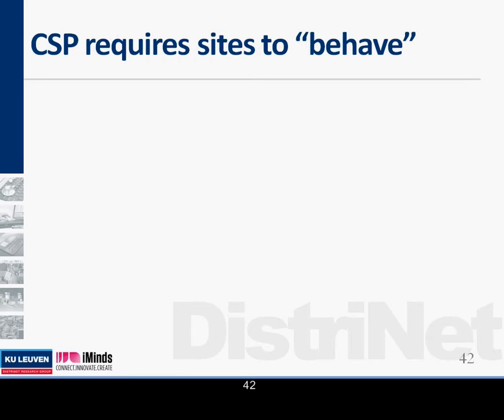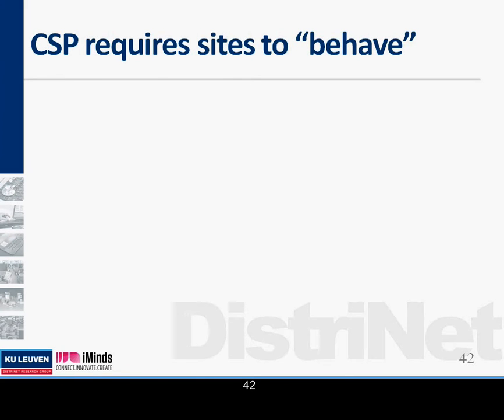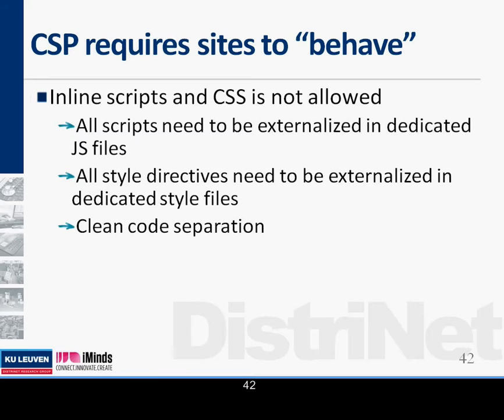One problem with CSP, and problem is not the correct word, one interesting side effect of CSP is that in order to operate, it needs websites to behave. And what do we mean by behave? Well, we have two steps. The first step is we should not allow any inline JavaScript or CSS. So all the JavaScript needs to be externalized. All the style directives need to be externalized in style sheets and style files. It has the big advantage of a real clean separation between code, rendering directives, and the data itself in the HTML.